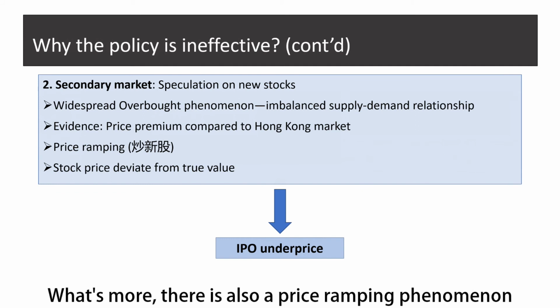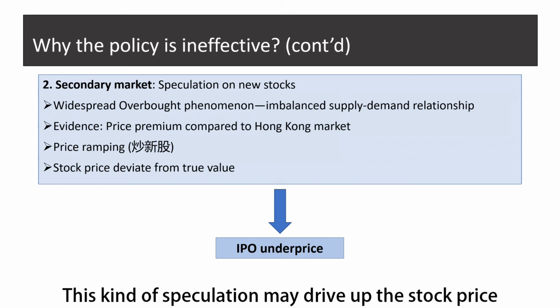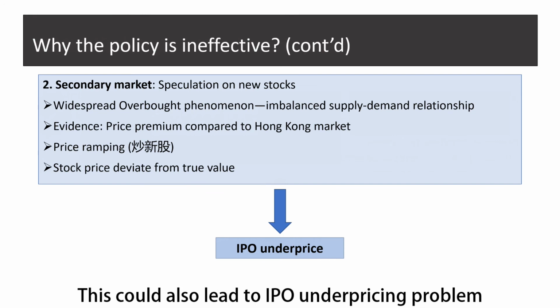What's more, there is also a price ramping phenomenon, that is 炒新股现象, in China's secondary market. This kind of speculation may drive up the stock price and make it deviate from true value. This could also lead to the IPO underpricing problem.